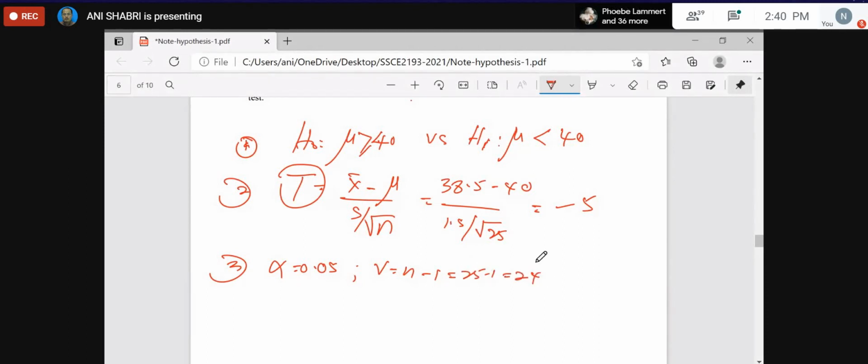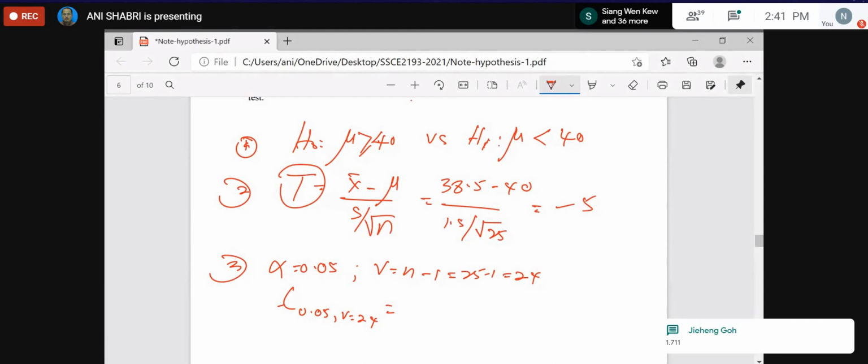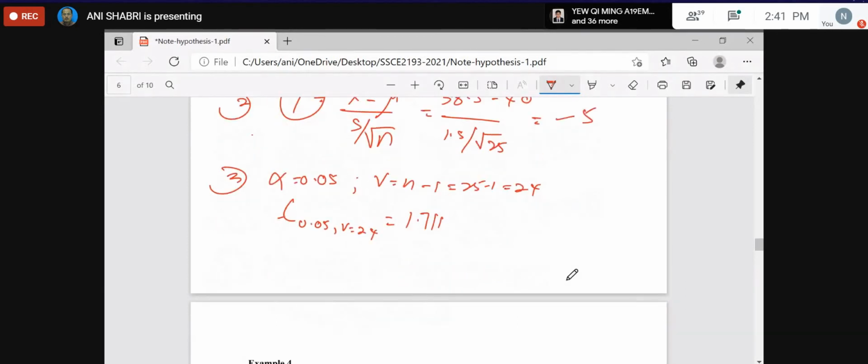Look at the table for the T distribution. Alpha 0.05, v is equal to 24. Where is the value? Using the T distribution, we get 1.711. Look at the graph. The graph is on your left, so this one is negative 1.711.